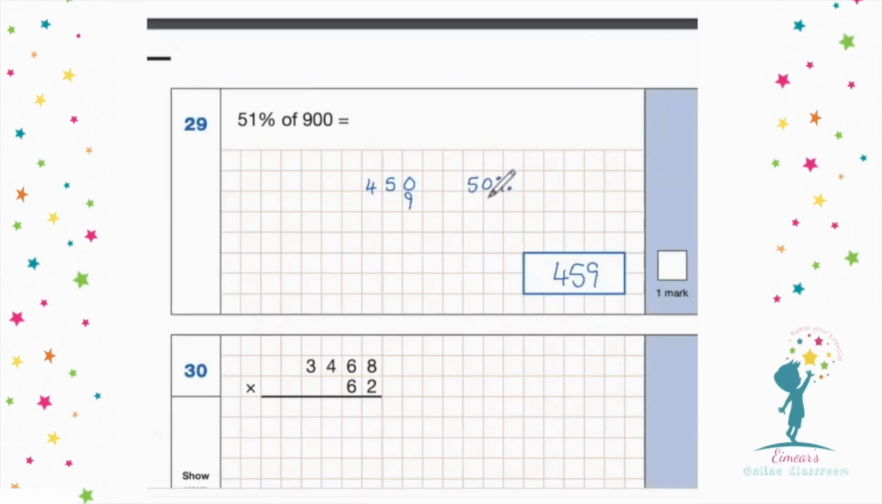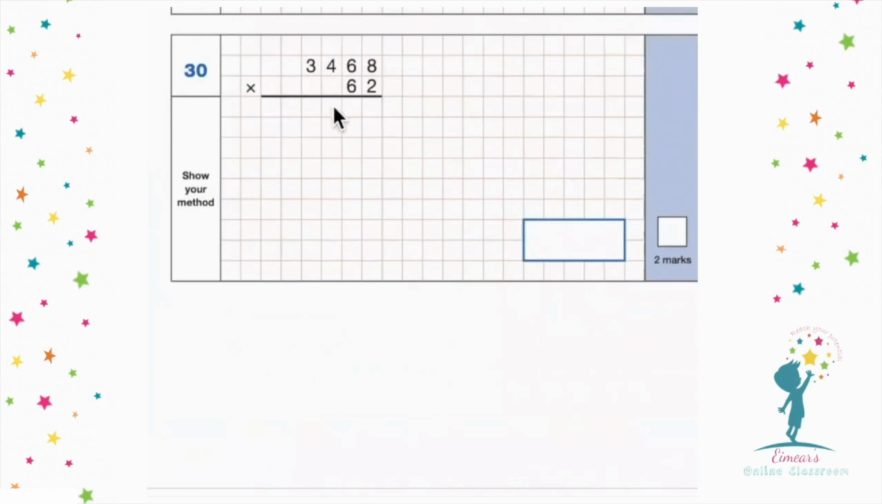3,468 times 62. So we're being tested on being able to use the standard written method here. So 2 8s are 16. 2 6s are 12 plus our 1 is 13. I always strike that out, so now I've used it. 2 4s are 8 plus 1 is 9. 2 3s are 6. Remember, always put your 0 as your placeholder.